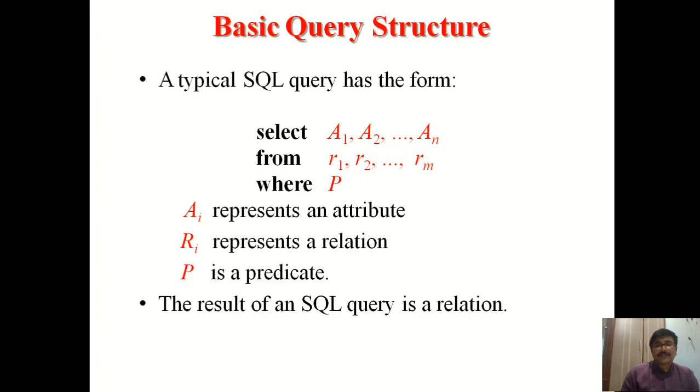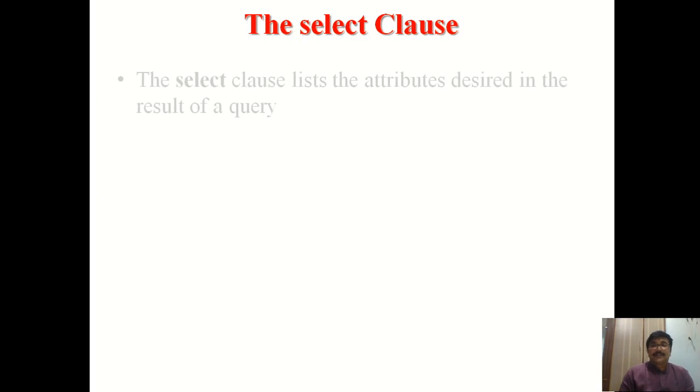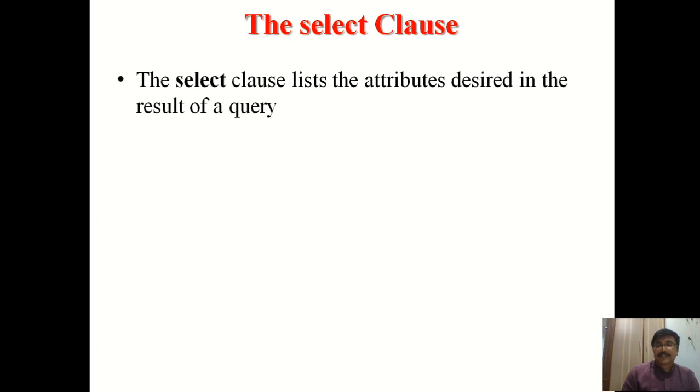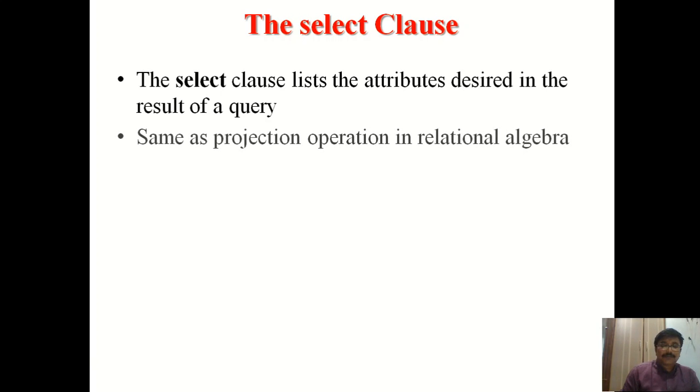And the result of an SQL query is always also a relation. The first one, the select clause. In the select clause we can define the list of attributes, the attribute or attributes that we need to display in the result. So it is the same as projection. In the projection operation, relational algebra can also display the column or columns, or attribute or attributes.